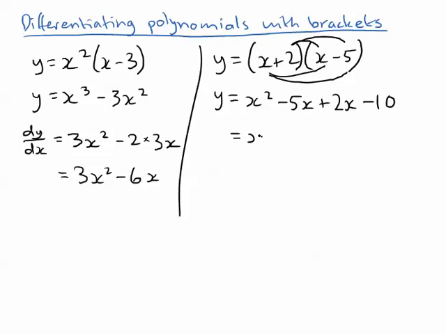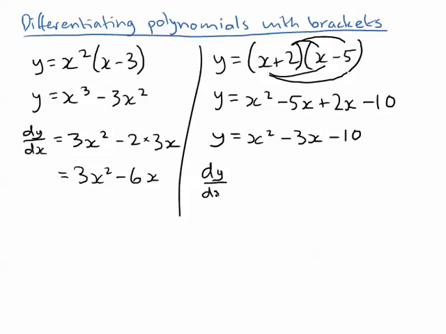Let's tidy this up a bit. So we get x squared, minus 5x plus 2x gives us minus 3x, and we've still got minus 10 at the end. That's what y is equal to. So you have to remember that we're not differentiating it yet. All we're doing is rearranging y. So we're still going to keep y on the left hand side.